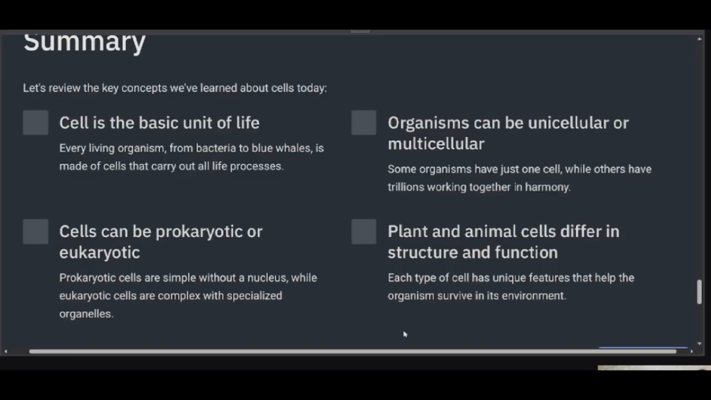Cells can be prokaryotic and eukaryotic. Prokaryotic cells are simple without a nucleus, while eukaryotic cells are complex with specialized organelles. Plant and animal cells differ in structure and function. Each type of cell has unique features that help the organism survive in its environment.